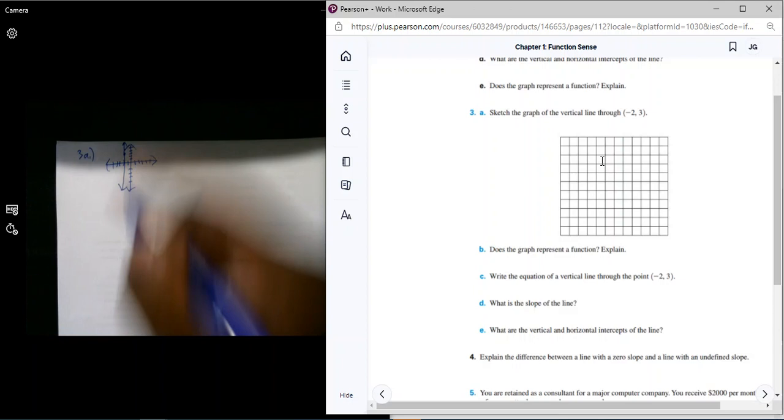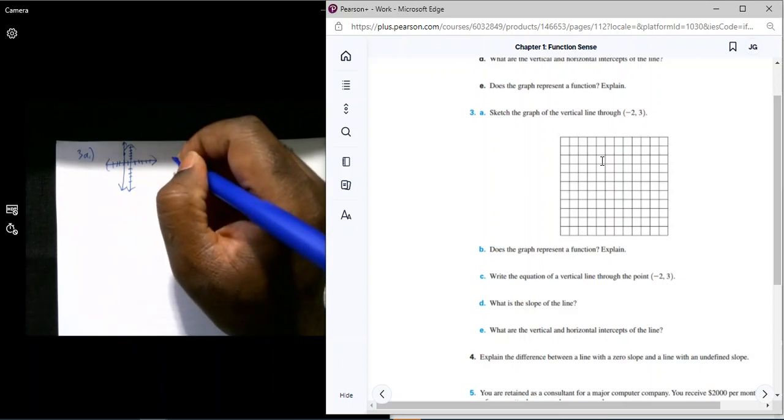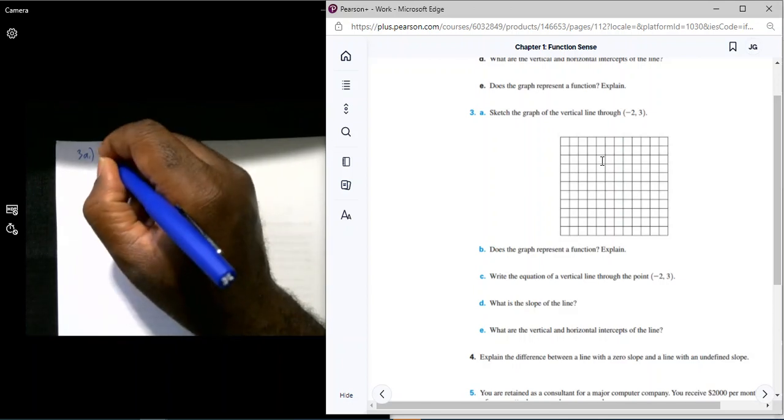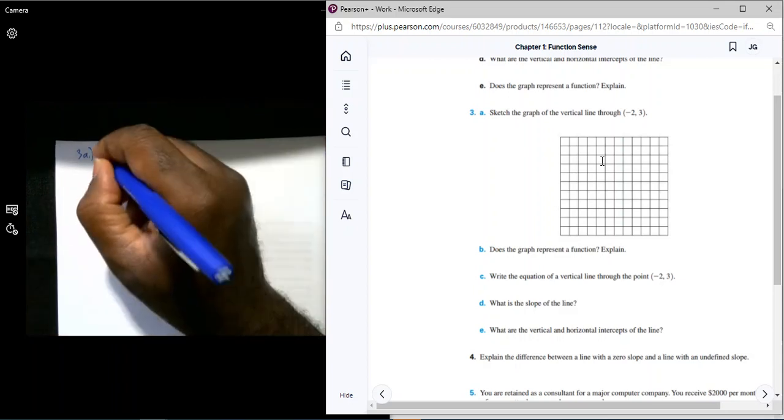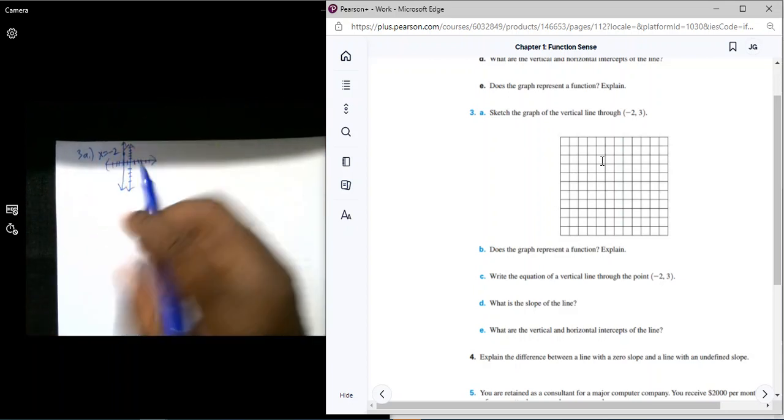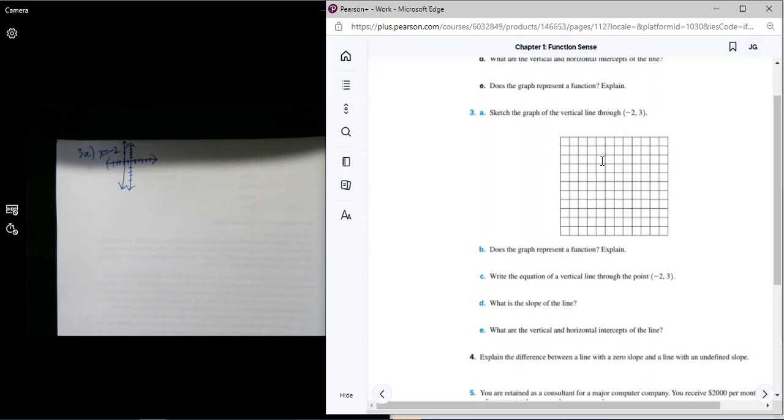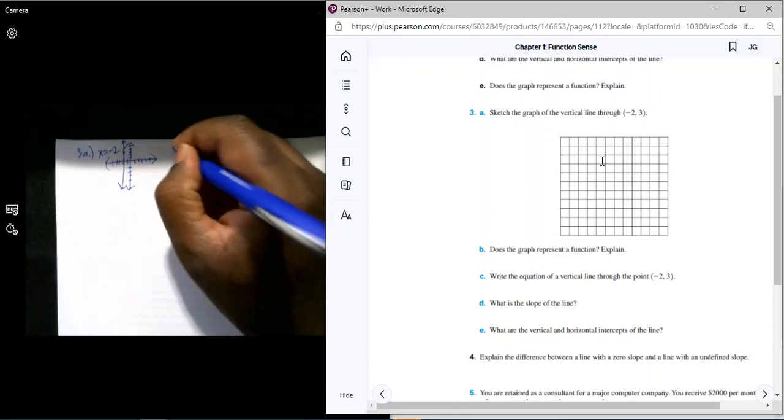And then we will have negative 2. So actually, this line here, you don't have to write this, but this would be good for you to know. This line here is really x equals negative 2. Okay, now we move on to B.